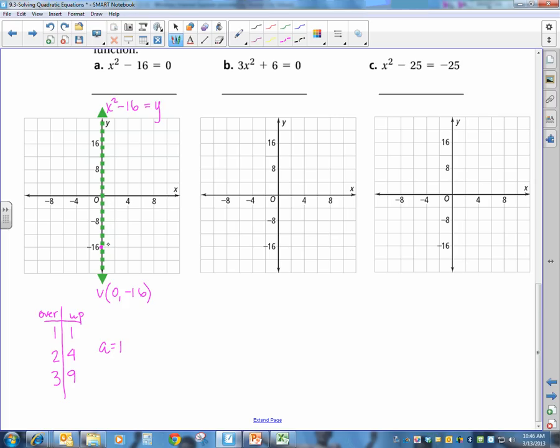So I may skip that point. It's going to be kind of close. Let's do that. We'll go over 1, up 1. If I go over 2, I'm going to go up 4. If I go over 3, I'm going to go up 9. Let's go ahead and put 4 on there because I got kind of a big graph. 4 squared is 16. So if I go over 4, I'm going to go up 16, which is going to put me here. And remember, we always count back to our axis of symmetry.